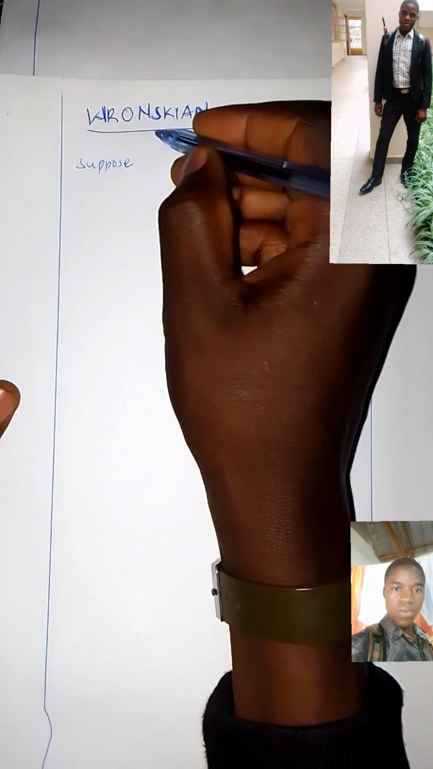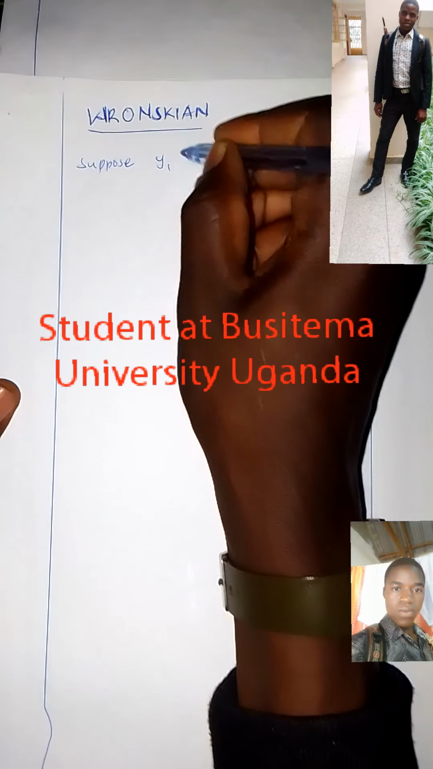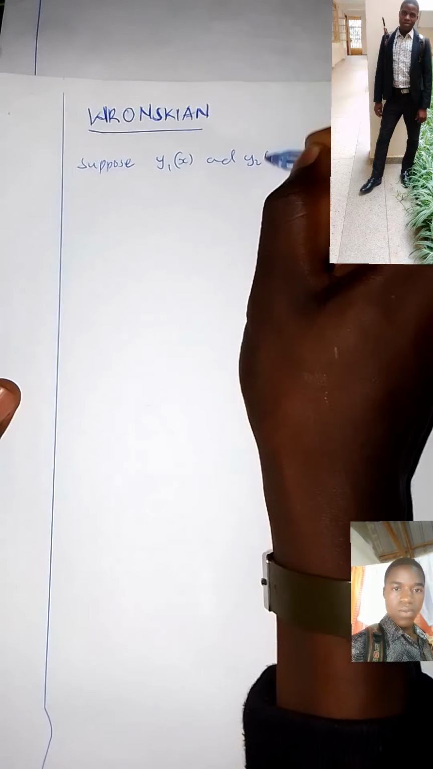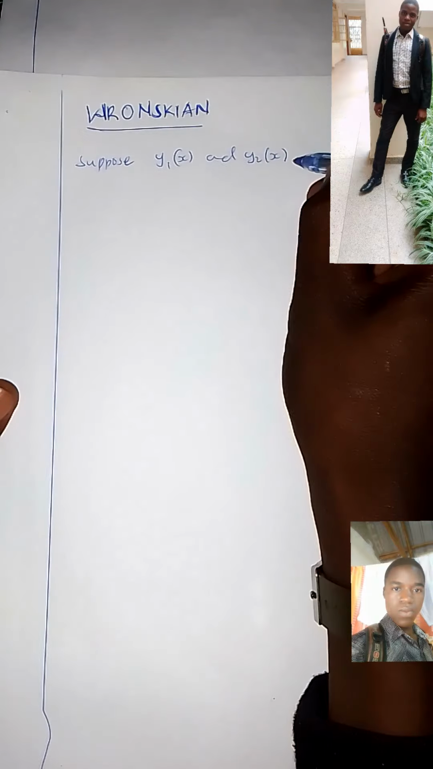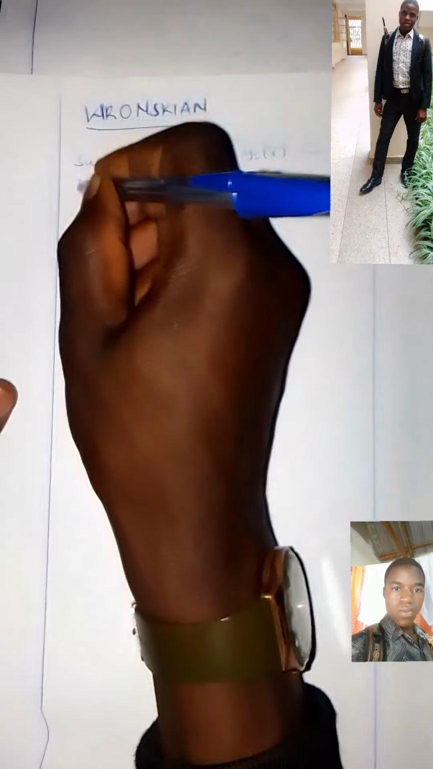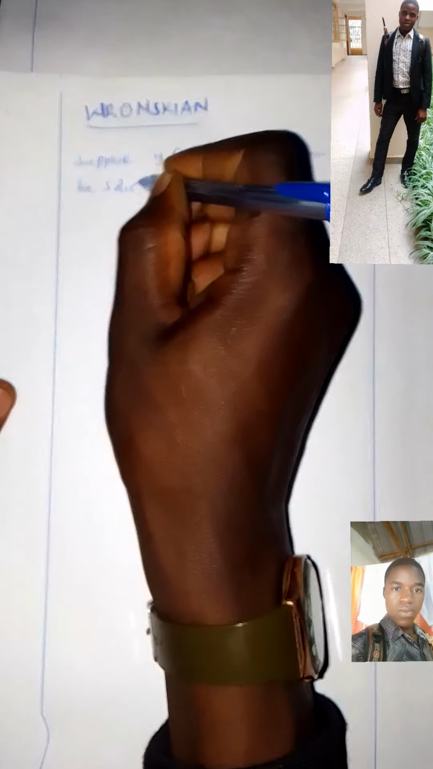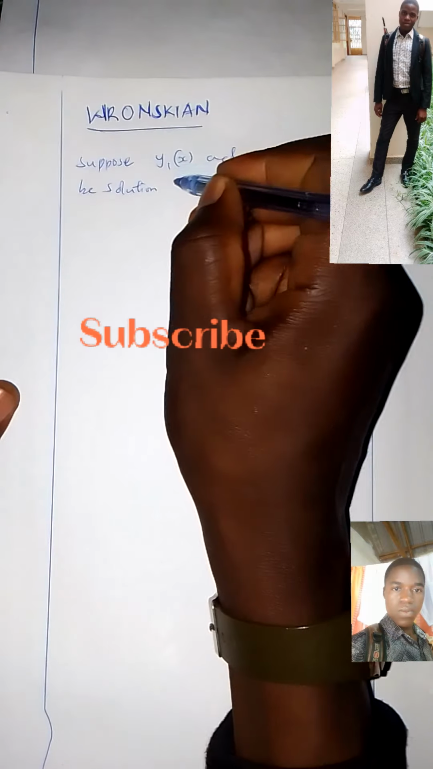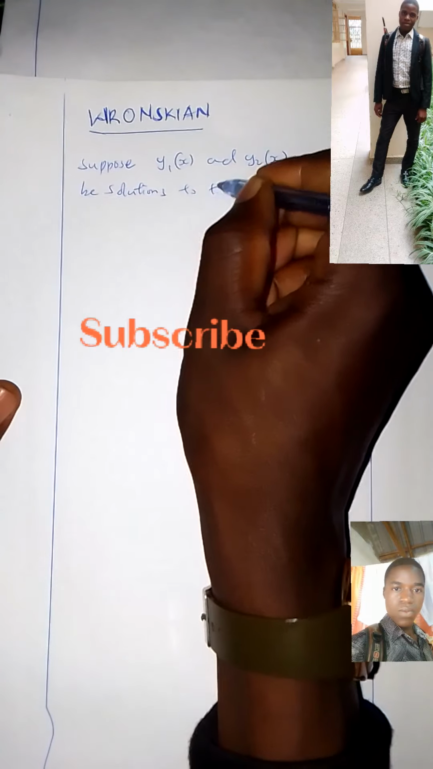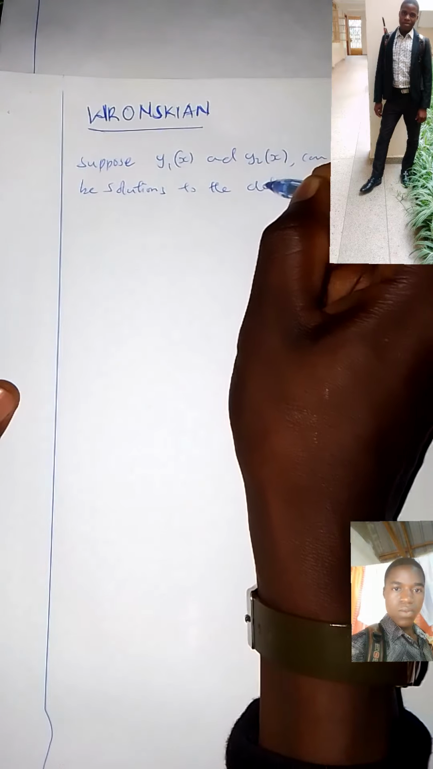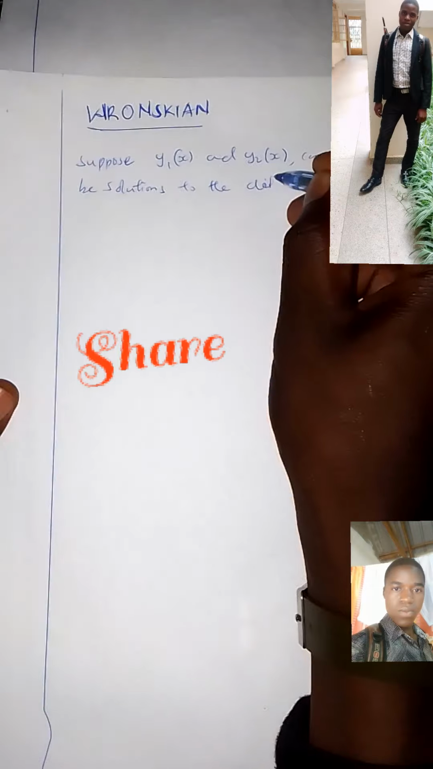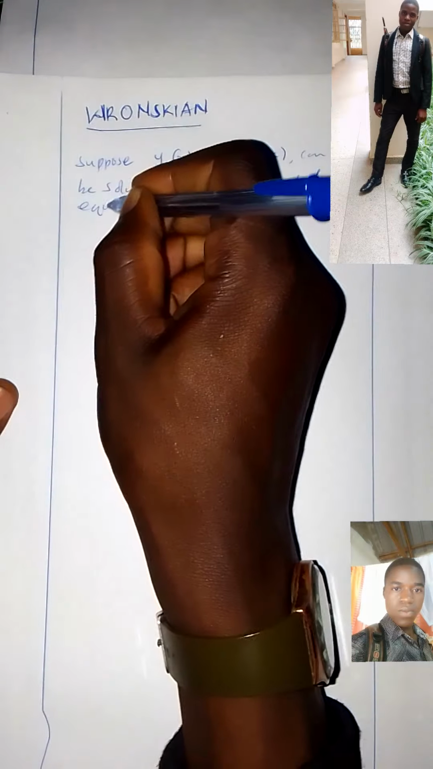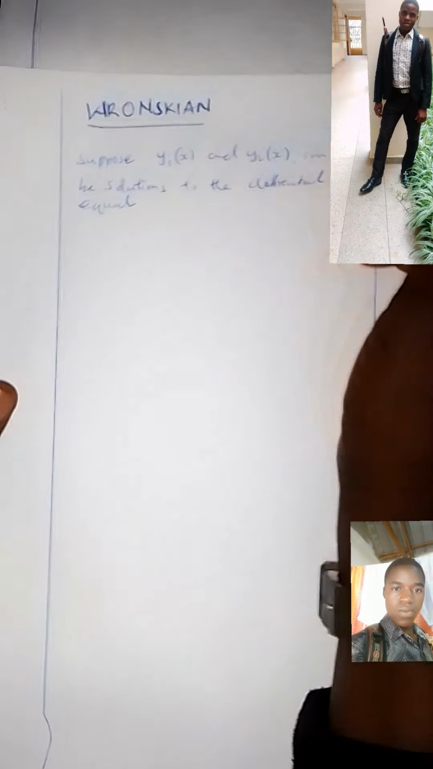Suppose we have a function y1, a function of x, and y2, a function of x. These can be solutions to the differential equation. This is a differential equation.